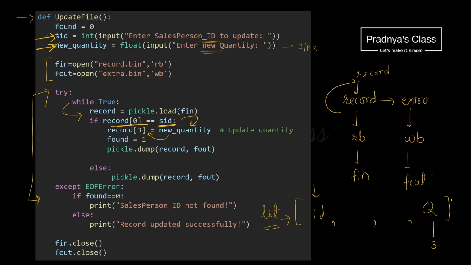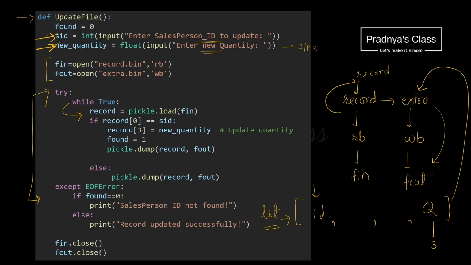Now, we need to write it to the extra.bin. For that, we are using this dump function. Here is the name of the updated list and this is the file pointer of the extra.bin file. According to the question, the records which are not updating, that also we need to write. That's why here is the else part. We are dumping the remaining records to the extra.bin file. In this way, records are stored in the extra.bin file.